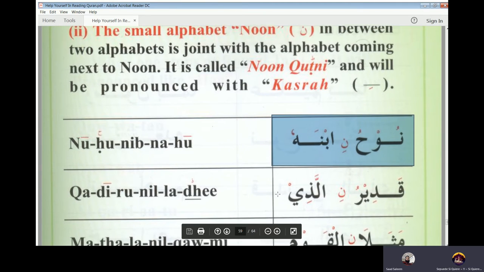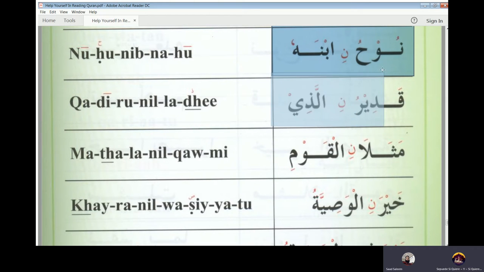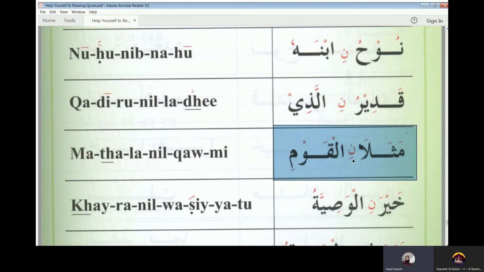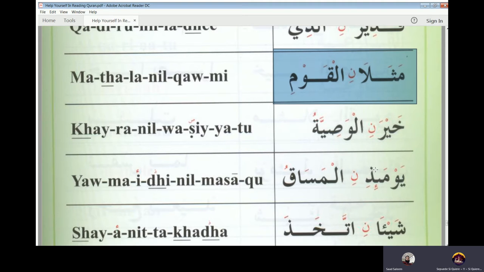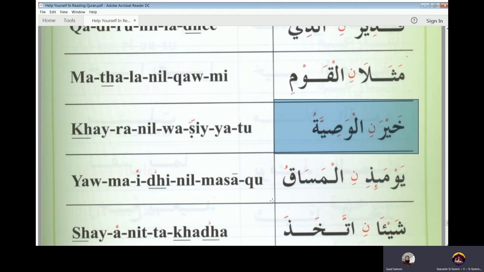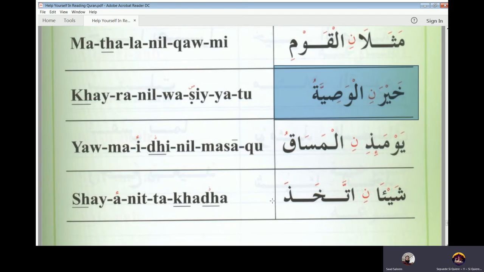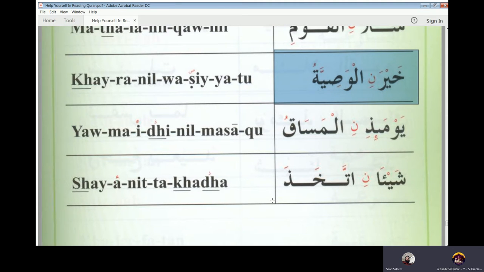Qadirun nilazi. Read again. Qadirun nilazi. Good. Masalan nilkaumi. Masalan nil kaumi. Khairan nil wasi.